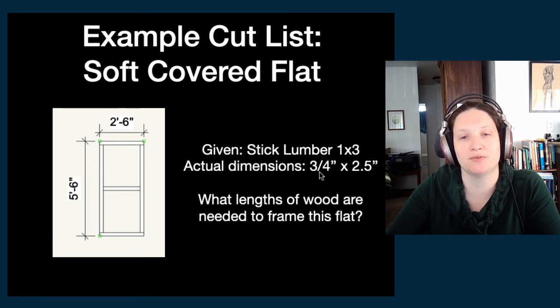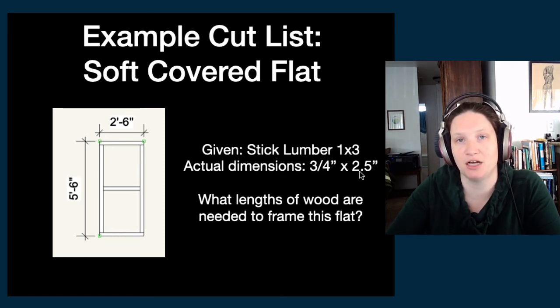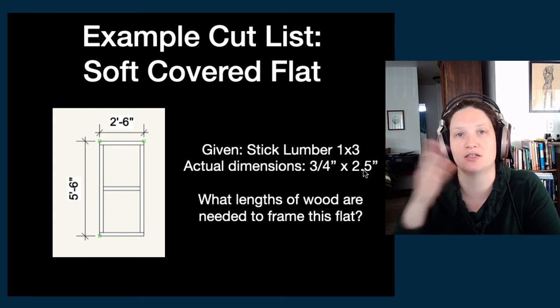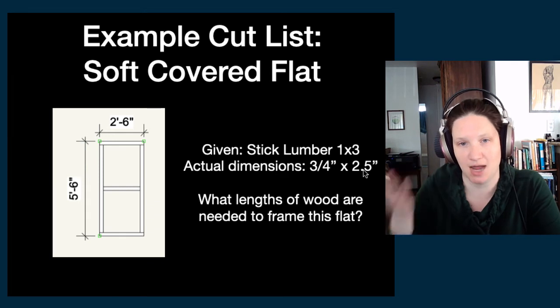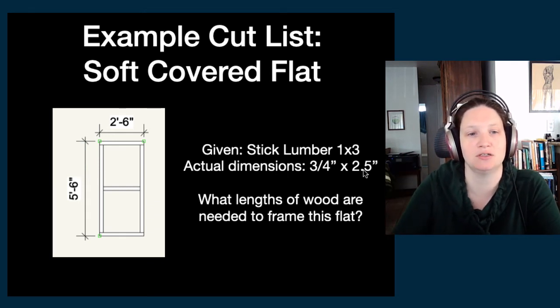Our stick 1x3 is going to have an actual dimension, right? Remember, nominal dimensions are the name that you call out at the store or in the shop. The actual dimensions are less than that due to the milling process. So we're going to say our actual dimensions are 3/4 of an inch by 2.5 inches. Sometimes that 2.5 will be slightly different depending on the material, so you want to go measure your actual stick lumber before you start. But since you are stuck in a computer and not in the shop, we're going to give ourselves actual dimensions of 3/4 by 2.5 inches. And now let's write out this cut list.